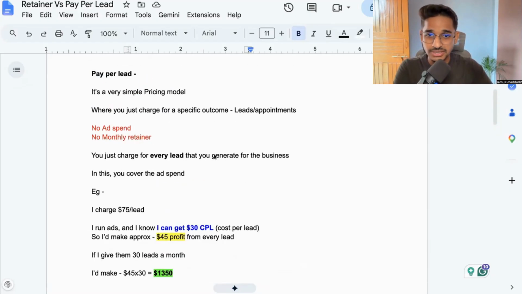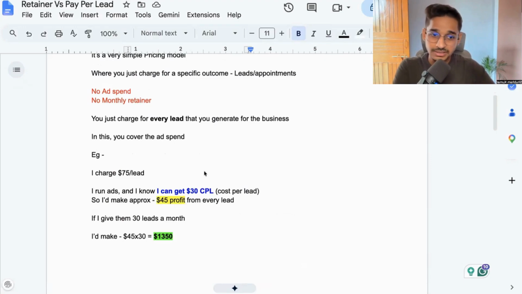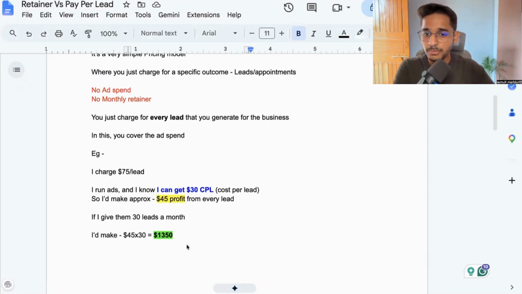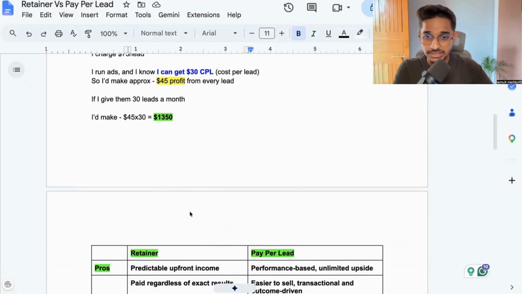So as you can see the difference, I'm going to do the exact same service, but if I'm charging the retainer model, I'm only going to make $1,000 for the same service. On the other hand, if I go with the pay per lead offer, I would make 35% more from that single client. And this is just the beginning, right? If someone has the capacity to handle, let's say, 40 leads or 50 leads, I'm going to make more than that with the performance model. So that is the main core fundamental difference between the retainer model and a pay per lead offer.